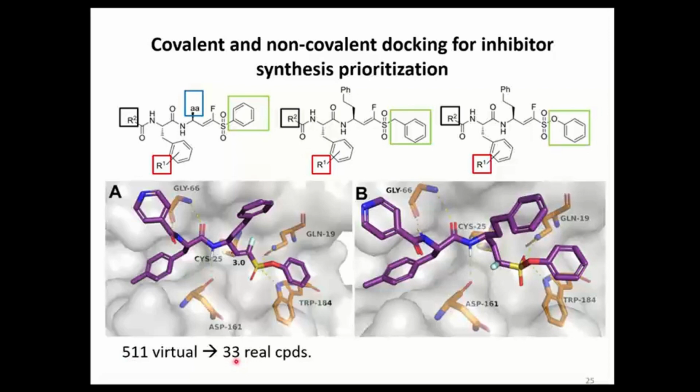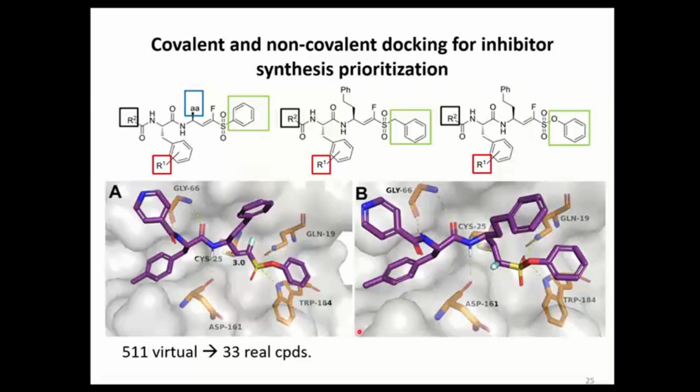And this prioritization, as I mentioned, was done by covalent and non-covalent docking. On the left panel, figure A, you see the non-covalent. On the right side, you see the covalent binding mode. And we prioritized, sure, based on the docking scores, both covalently and non-covalently. Comparison of both binding poses, though, nothing strange happening there, looking quite similar, just a little variation.